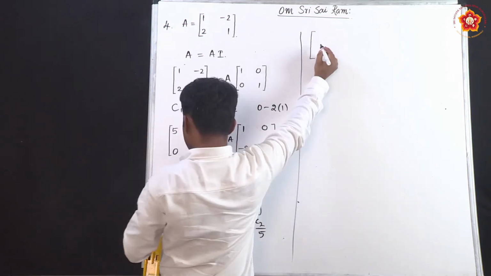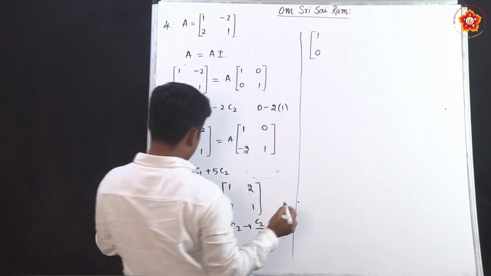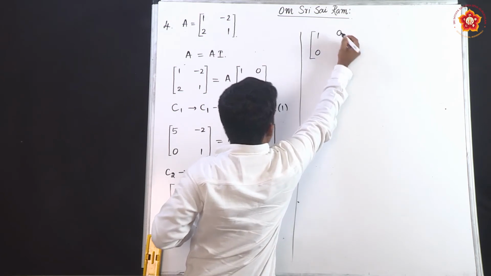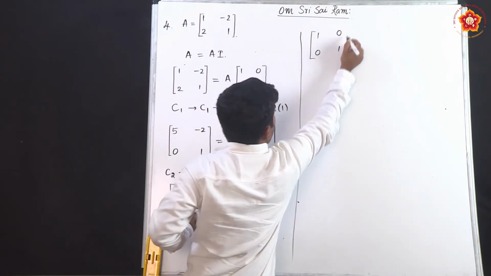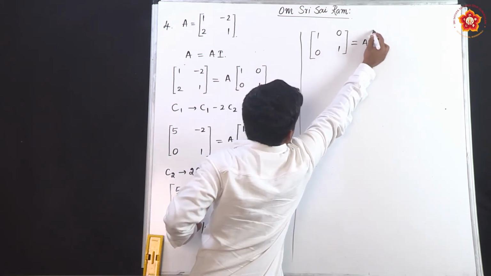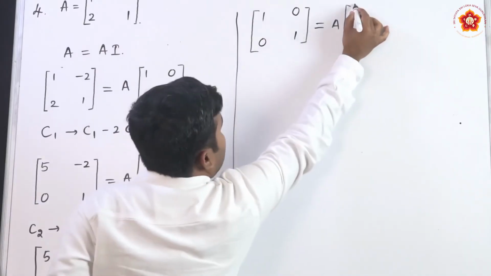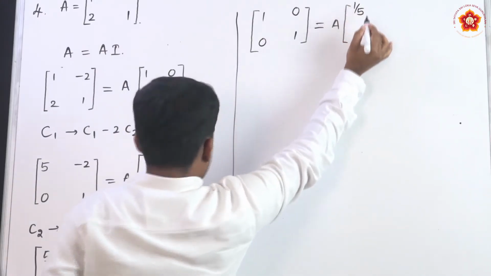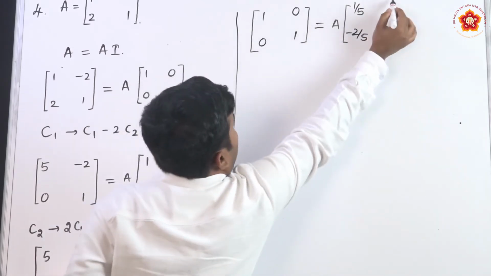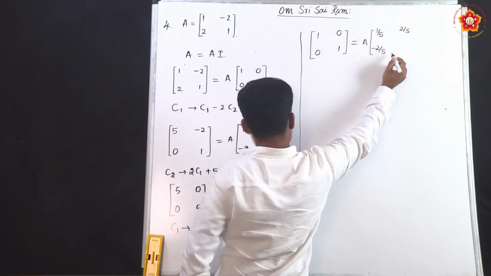Okay. C1 is 5 here, 5 by 5 is 1, 0 by 5 is 0. Okay. And here C2 by 5, 0 by 5 is 0, and 5 by 5 is 1, which is equal to A times. See, now we are applying this C1 by 5, that is 1 by 5, and minus 2 by 5, and here 2 by 5, since C2 is also C2 by 5, that is the operation we have.